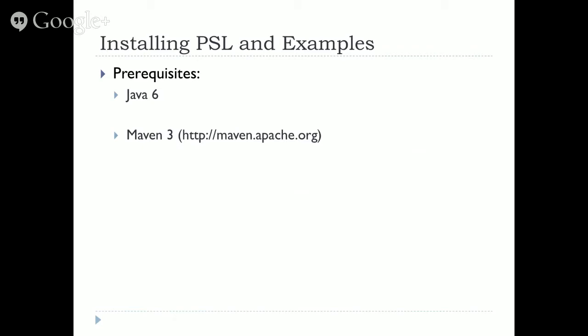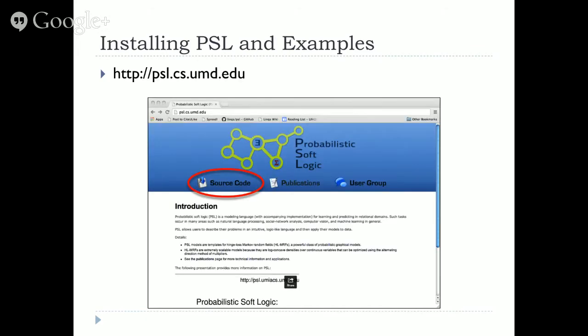Once you have those installed, the next thing you want to do is go to the PSL website, and the URL is psl.cs.umd.edu, and you'll see three main areas. The first is the source code, which we'll come back to. You can also find a list of PSL-related publications, not an exhaustive list, but many of the core publications and applications of PSL. And finally, a user group that's on Google right now, and so if you have any questions about using PSL, using either the software or questions about the formalism, that's a great way to get help.